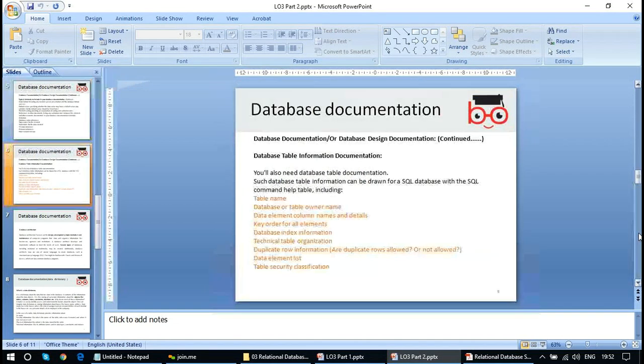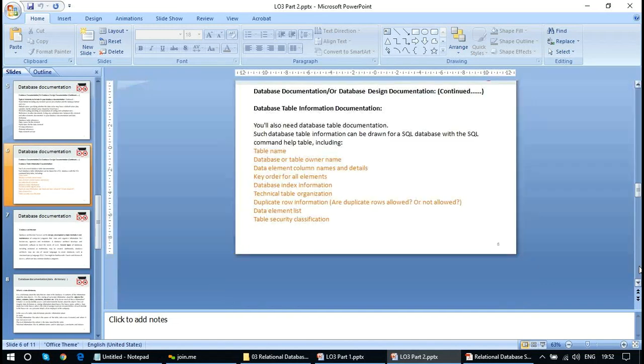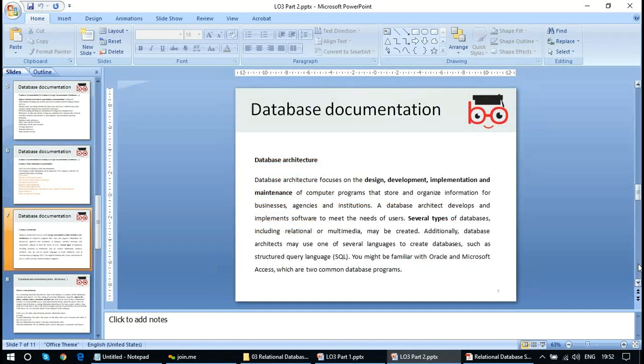We can skip here. If you talk about the table, then a table will have a name, a database table or owner name, data element column names and details, key order for all elements, database index information, technical table organization, duplicate rows, data element list, which looks like this.